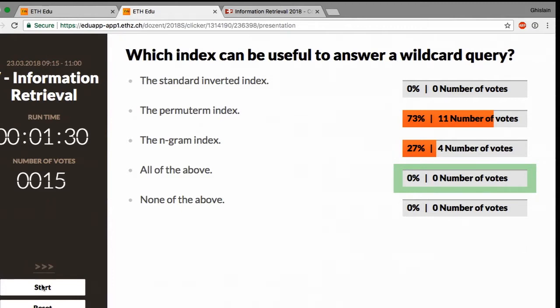And the second condition that allows us to use only the standard inverted index for a wildcard query is for a very specific kind of wildcard queries, which are? Yes? Exactly, where the star is at the end. Because then it's just a range query using the B-tree in the standard inverted index. So you see that it's not always that you would need the permuterm index or the k-gram index, but both of them can be useful. Thus the answer, all of the above.